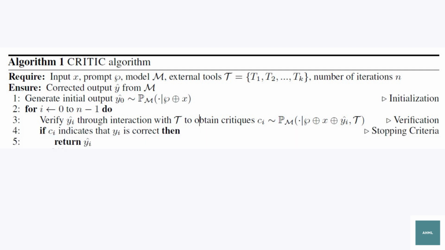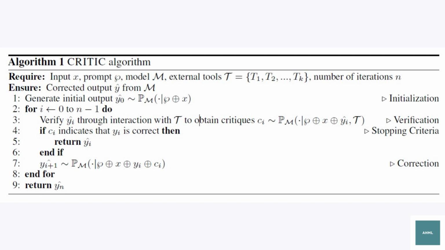If the critiques indicate the output is correct, stop the process and return the current output yi hat. If the critiques indicate the output is incorrect, the model then combines the critiques together with the original prompt, input, and previous output to generate a new and improved output yi+1 hat. The loop repeats the verify and correct steps until the output is verified as correct or the maximum number of iterations is reached.